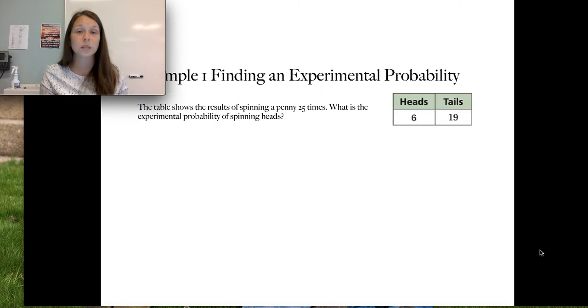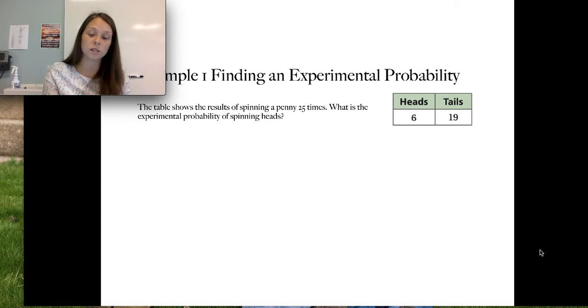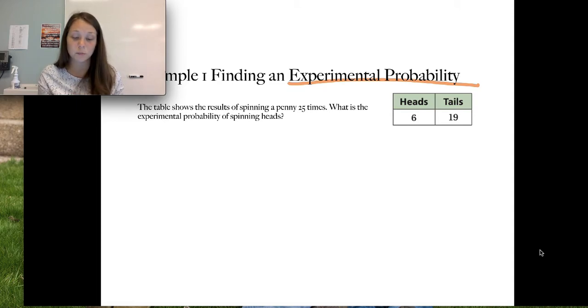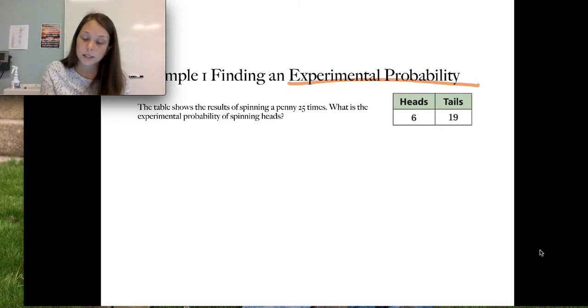So let's work through example 1, finding an experimental probability. This is an example of experimental probability. The question says, the table shows the results of spinning a penny 25 times. 6 times we got heads and 19 times we got tails. It says, what is the experimental probability of spinning heads? So the event they give us is spinning heads.